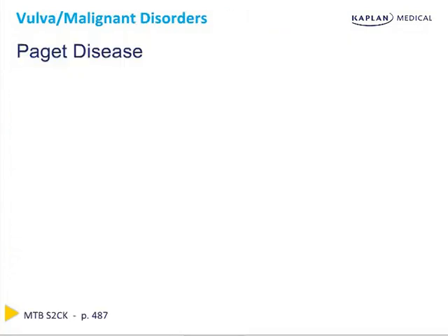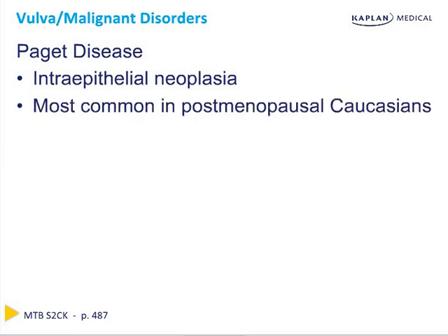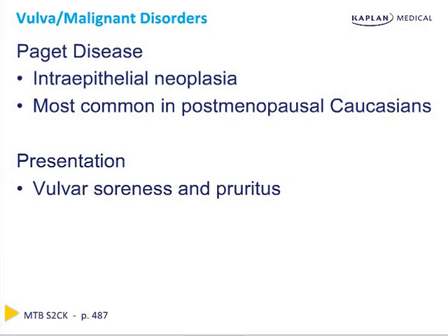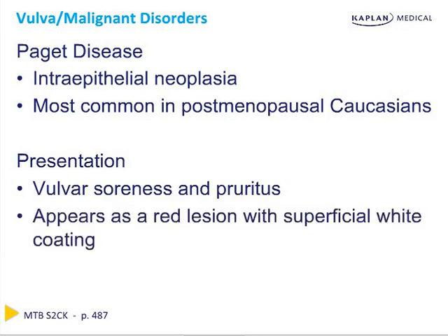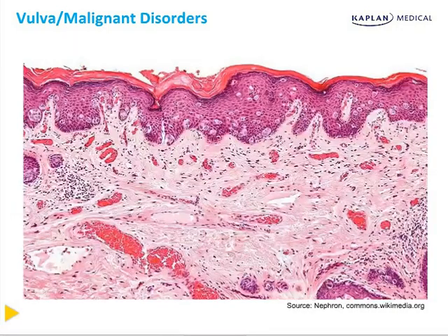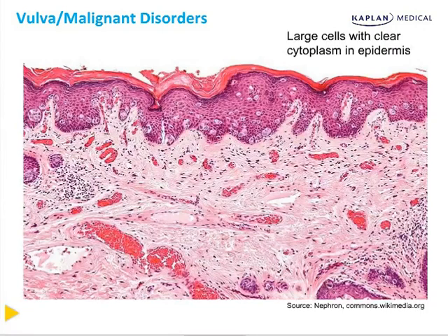We'll conclude our discussion of vulvar disorders by talking about some of the malignant lesions that can be seen. The first is Paget's disease, which is an intraepithelial neoplasia, most commonly seen in postmenopausal Caucasian women. Paget's disease presents with vulvar soreness and itching. It appears as a red lesion with superficial white coating. When Paget's disease of the vulva is biopsied, it is very similar to that of breast lesions, with large pale cells of apocrine origin below the surface of the epithelium.